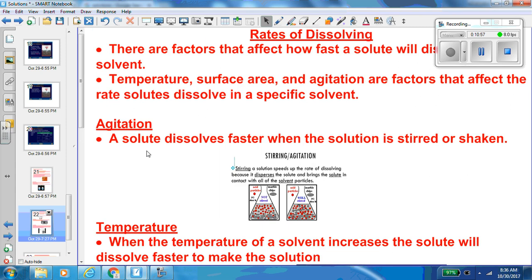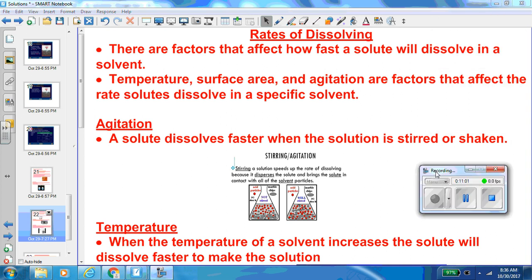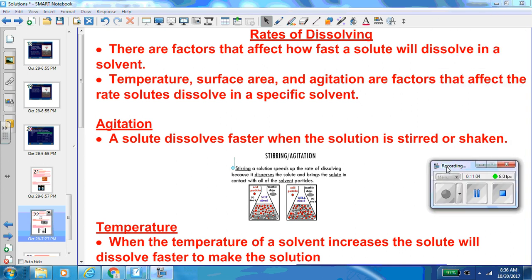Now, let's talk about the rates of dissolving, because the solute is not going to dissolve in all solutions at the same rate. There are some different factors that are going to affect how fast a solute will dissolve in a solvent, and they are temperature, surface area, and agitation. These are all factors that are going to affect how quickly a solute is going to dissolve in a specific solvent. Agitation. A solute dissolves faster when the solution is stirred or shaken.